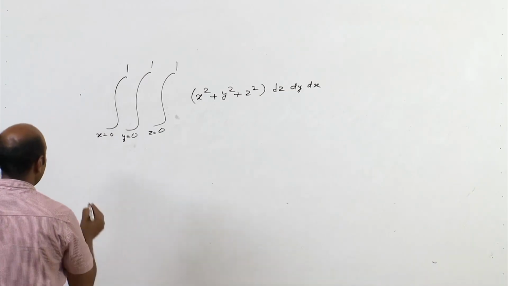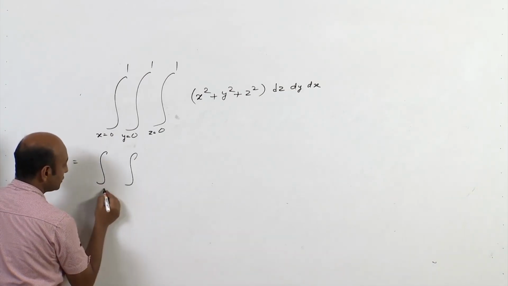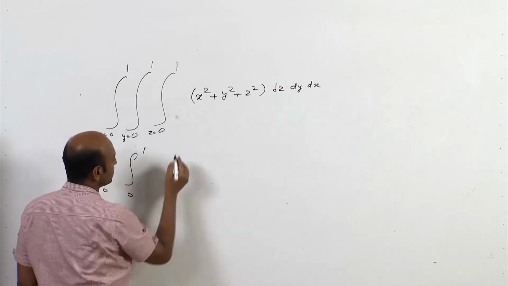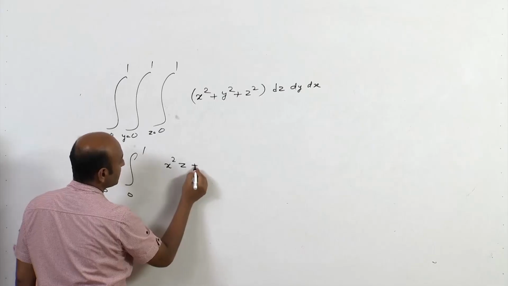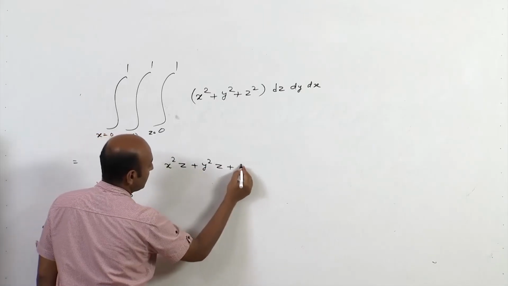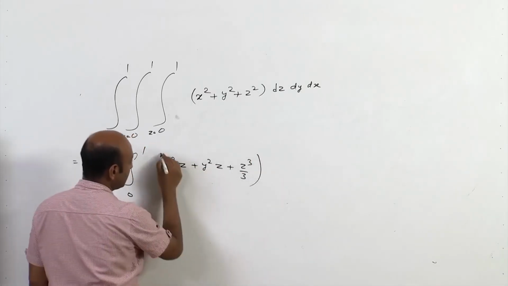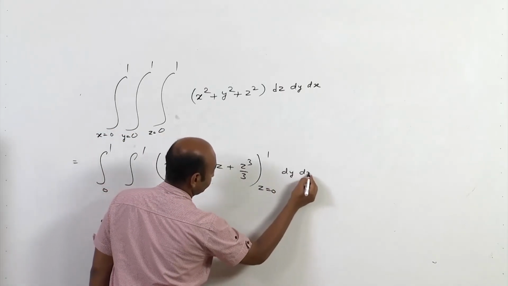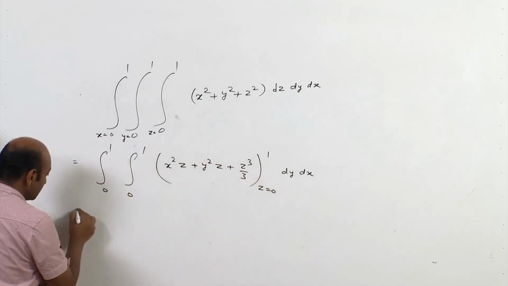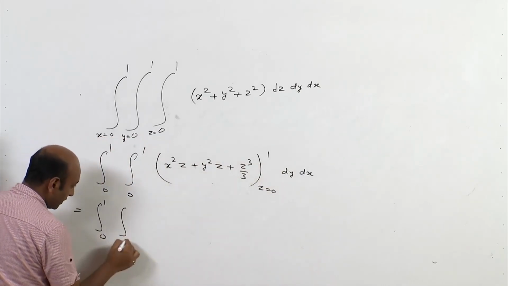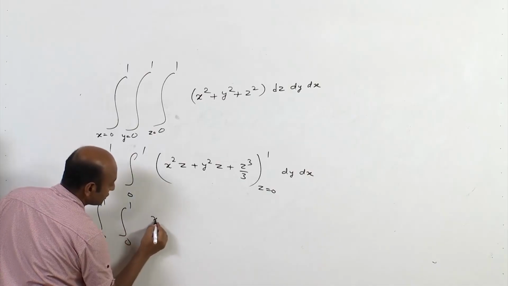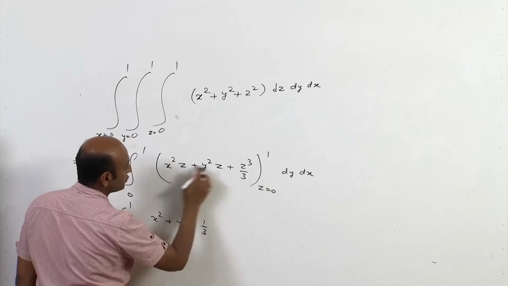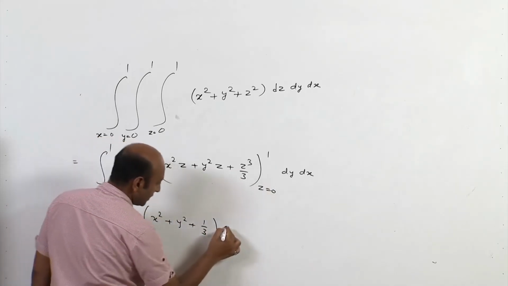So, this will be the double integral from 0 to 1, 0 to 1, integral with respect to z, keeping other variables constant. So, x square z plus y square z plus z cube by 3, and z is varying from 0 to 1, dy dx. So, this is equal to the integral from 0 to 1, 0 to 1, of x square plus y square plus 1 by 3. When you take z equal to 0, all are 0. So, it is dy dx.